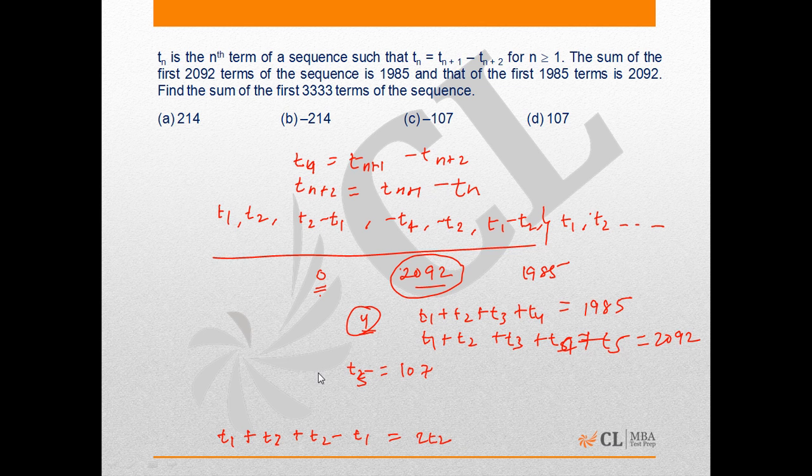We know that fifth term is nothing but the second term with negative sign, therefore T2 will be equal to minus 107. Therefore 2 into minus 107 will give us minus 214. Therefore option B is the correct answer.